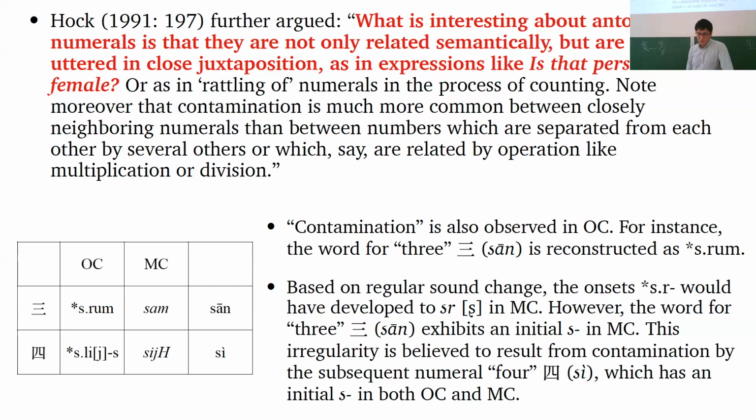So-called contamination is also observed in Old Chinese. For instance, san and si. Based on regular sound change, the onset S dot R in san would have changed to retroflex SR in Middle Chinese, but the word for 3 was contaminated by the following si and changed to the Middle Chinese initial s. But I know there are some scholars who have the opposite idea. So si was contaminated by 3, because si was reconstructed like S dot L and then changed to Middle Chinese s because of the contamination by san. Anyway, this is an example of contamination in Old Chinese.